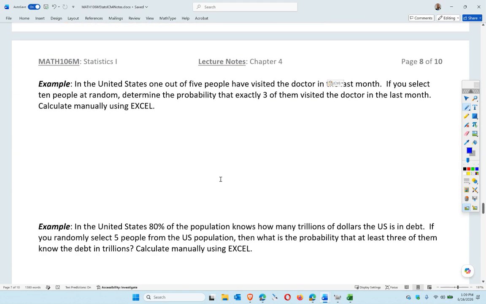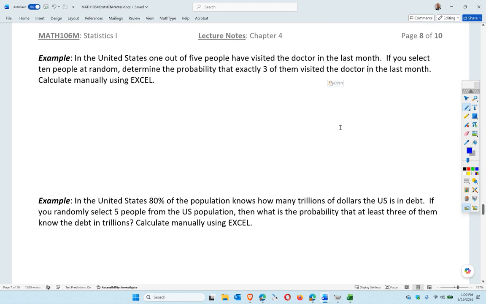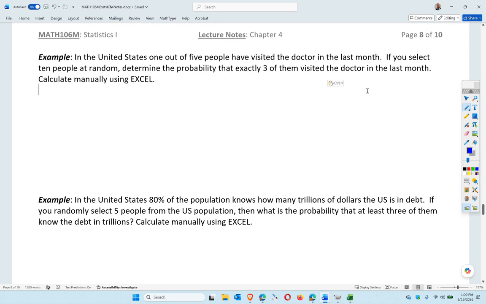Okay, let's try one more here. Let's try a fractional scenario. So let's say that we have 1 out of 5 people have visited the doctor in the last month, right? That's what we're going to do here. Okay, you select 10 people at random. Determine the probability exactly 3 of them visit the doctor in the last month.